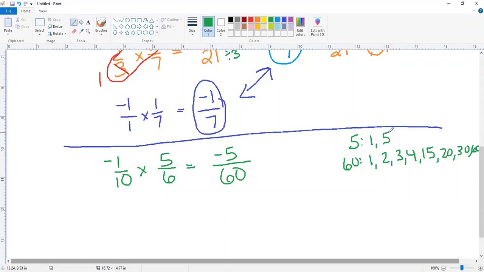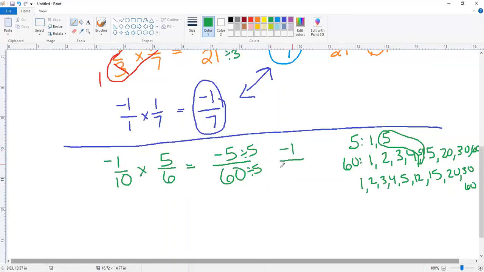All right, ran out of room there, and I missed my 5. But they both have a 5 in common. Let's see, 1, 2, 3, 4, 5, and then 12, 15, 20, 30, and 60. Okay, so they both have a 5. See how complicated that could be? Okay, so negative 5 divided by 5 is a negative 1. 60 divided by 5 is 12.